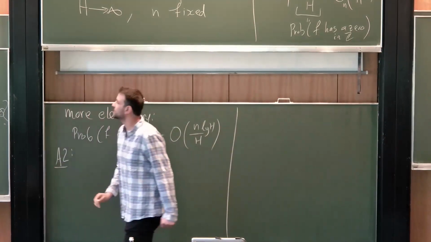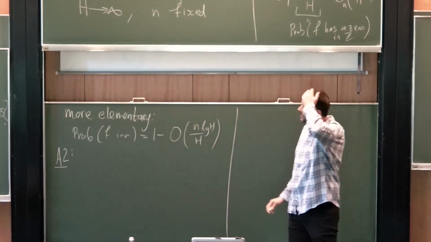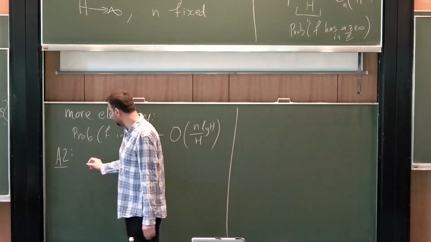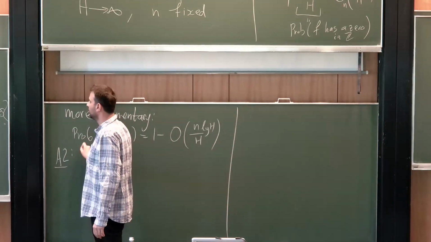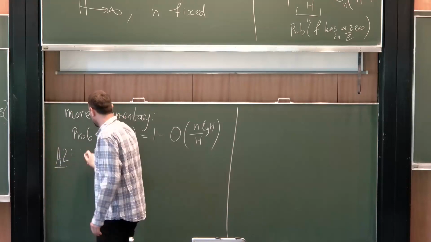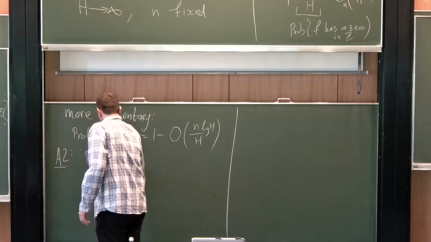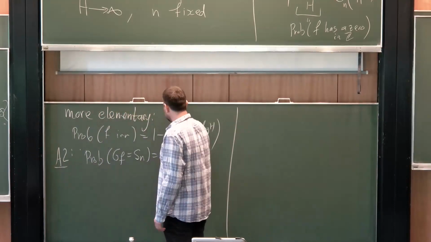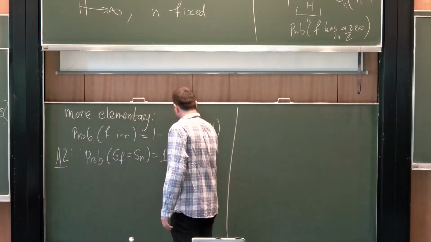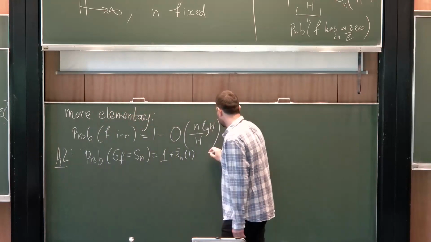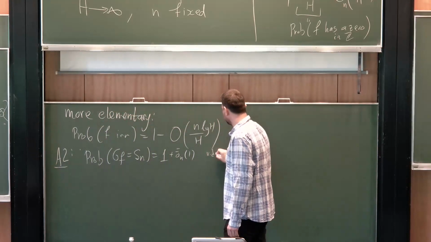Question number 2 goes back to van der Waals, and maybe even before that to Hilbert. And the answer is still yes. How does G distribute? See the second answer, yes. So the probability that G_F is S_n is 1 plus small o of 1. This is a result of, say, Hilbert or van der Waals.